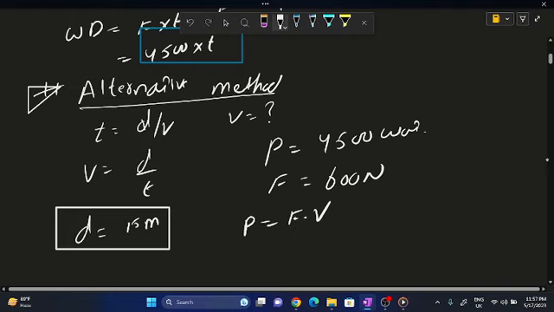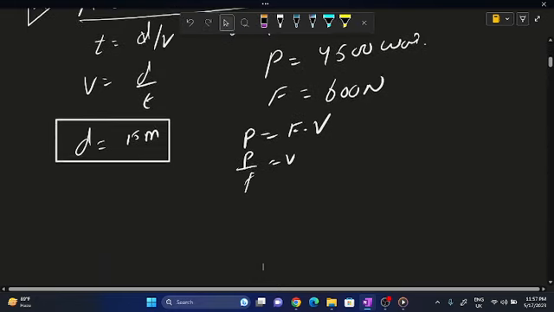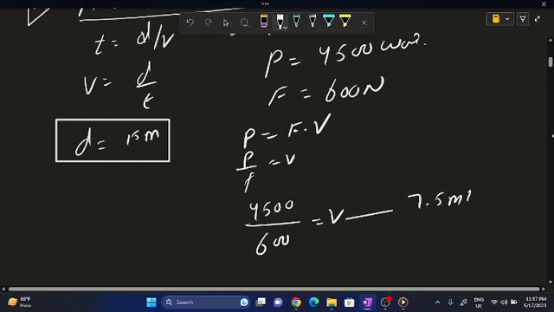Use the relevant formula that can help you solve your question within a short time. So P is equal to F times V can be used over here. Anyways, just plug in the relevant values to find your V. So it would be P by F. You can find your V, and that can be calculated as P value is 4500 divided by 600, then your answer would be V. Do the simplification, then your answer for V would be coming as 7.5 meters per second.